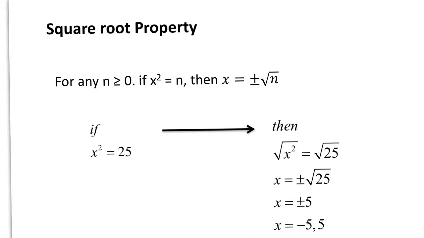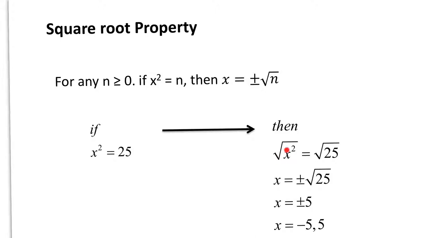Why? Well, here's an example. If you have x squared equals 25, you're trying to solve for x. Remember, solving is to get x by itself. Right now, x is not by itself because it has a square. So you have to get rid of that square. To get rid of the square, you are going to take the square roots, and that's where the property comes in.